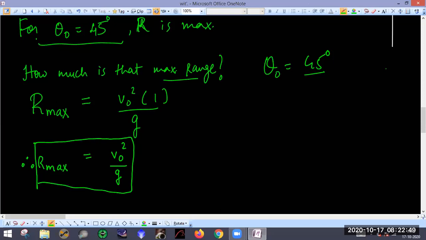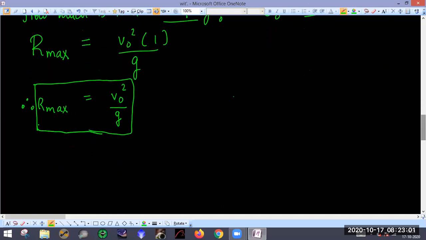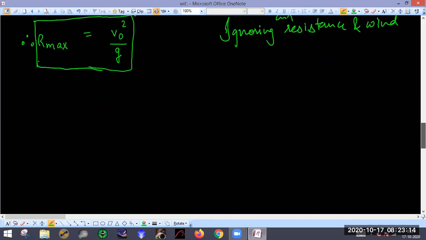Now let's make sense out of all this. We did so much calculation, but what have we derived? Let's talk about a slightly practical case, of course ignoring air resistance and wind and all that. So what have we derived?